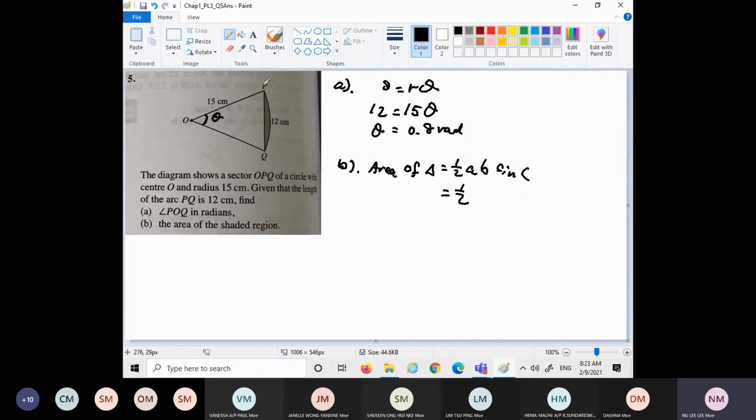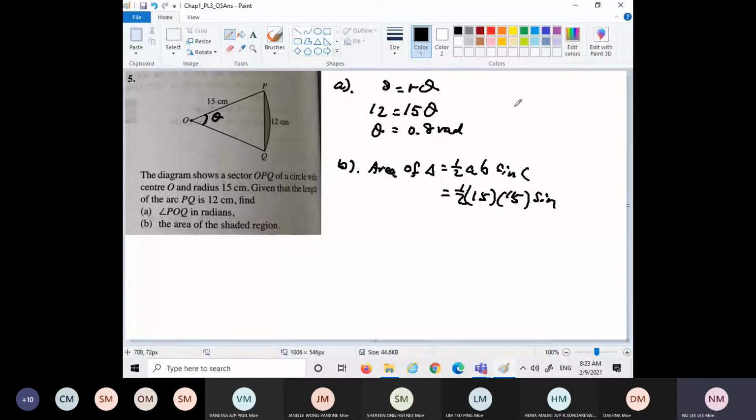Okay, so the AB, I will choose this. Then the C is here. So the A is 15, the radius. B also is 15, the radius again. And then the C will be the theta. So 0.8, I cannot use 0.8 here because this is in radian.